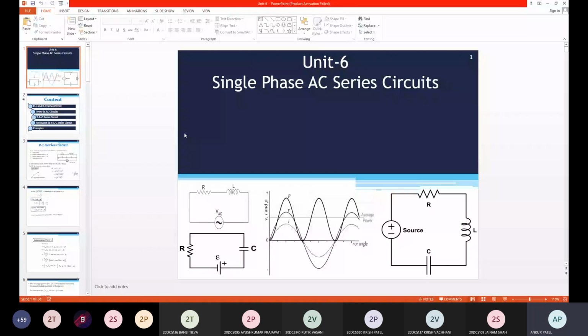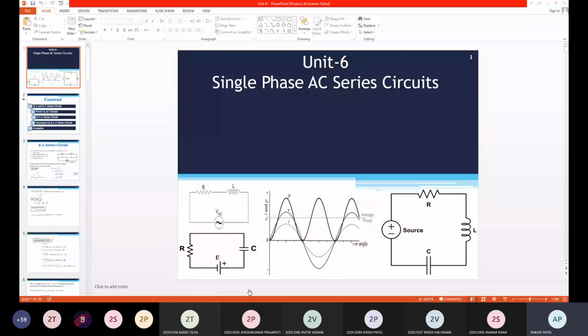Unit number 8 is about electronics. In unit number 8 we have many contents, so it will take time for completion. Okay, wait for a moment. I'm starting unit number 7.